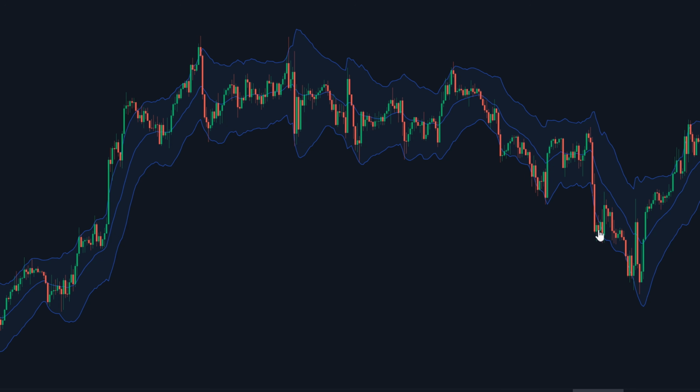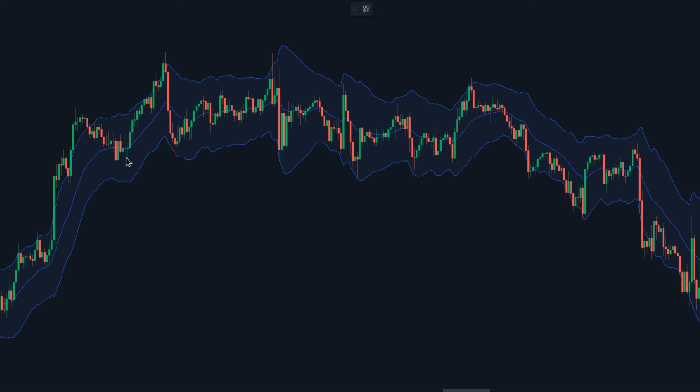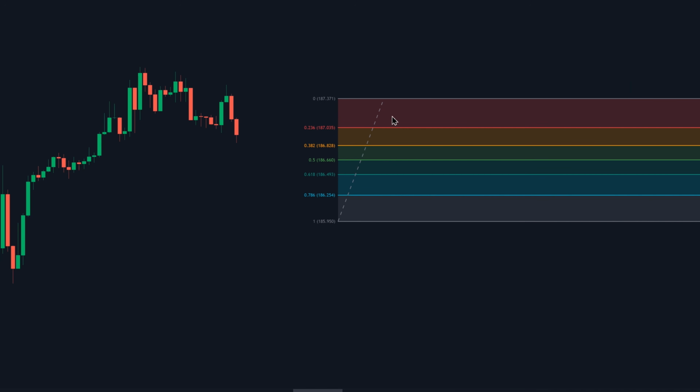This indicator can also be used to indicate oversold and overbought levels. In consolidating markets, the upper and lower bands can indicate overbought and oversold conditions. Breakthroughs of the upper band may lead to the price coming back down, while breakthroughs of the lower band may lead to the price going back up. Retracement indicators. Example, the Fibonacci retracement. This tool identifies potential support and resistance levels using horizontal lines that correspond to Fibonacci levels. These levels are derived from a significant price movement and are used to predict future price reversals.